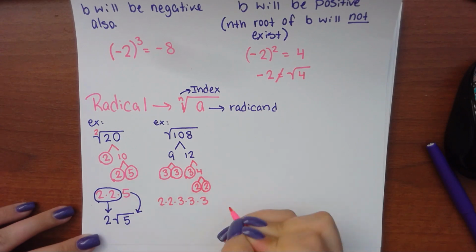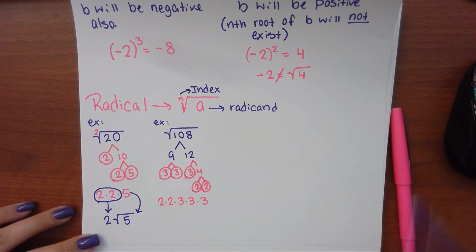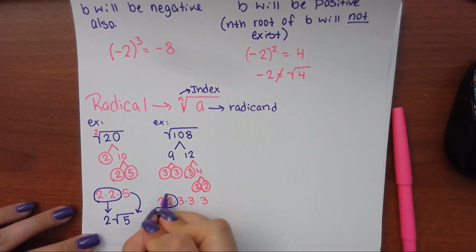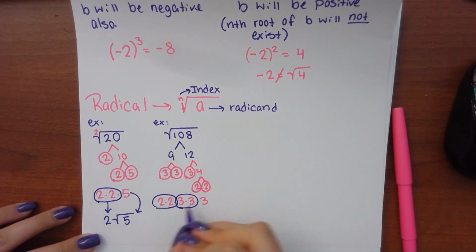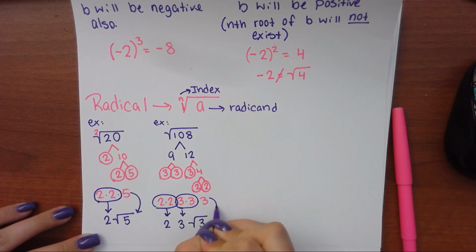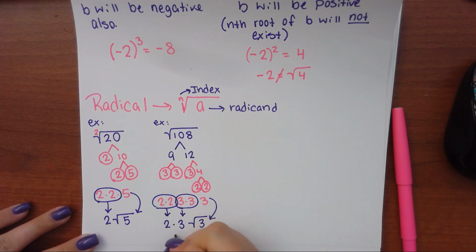And we circle pairs. So wherever I have a pair, I have 2 of a kind here because my index is 2. Wherever you have your pairs, those are your perfect squares. Now we pull 1 from the first pair out, 1 from the second pair out, and we leave underneath what is not circled. Now, what happens to those numbers out front? We multiply them together, giving us 6 square root of 3 as my final answer.